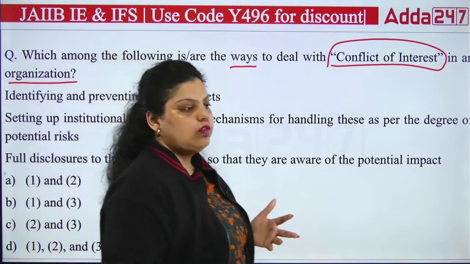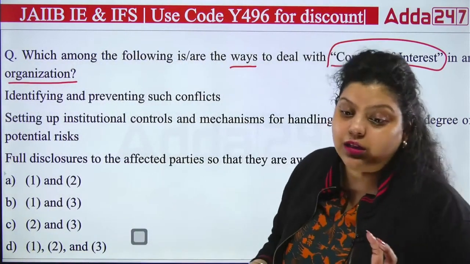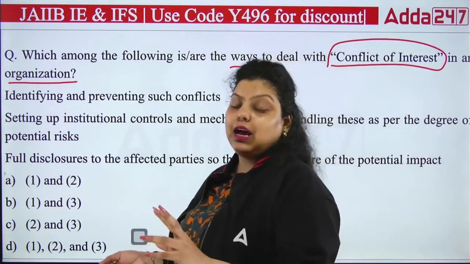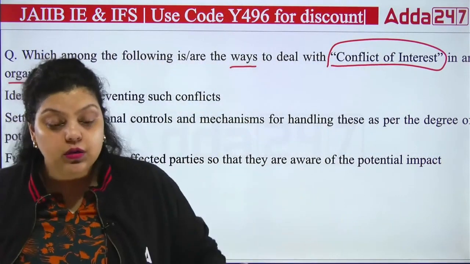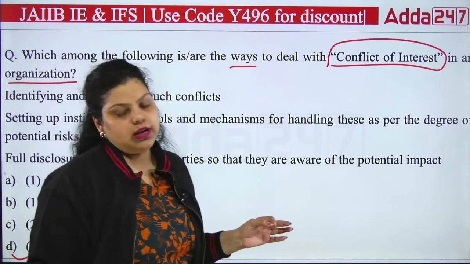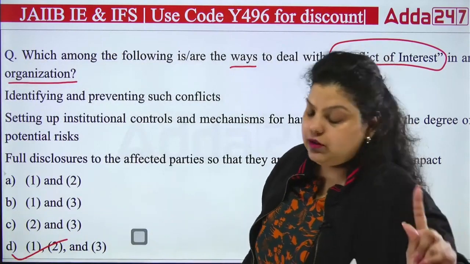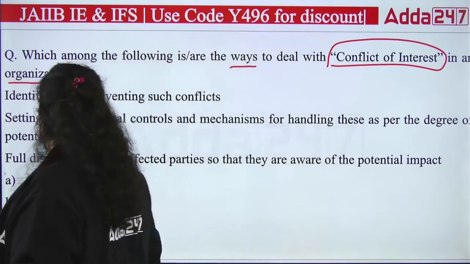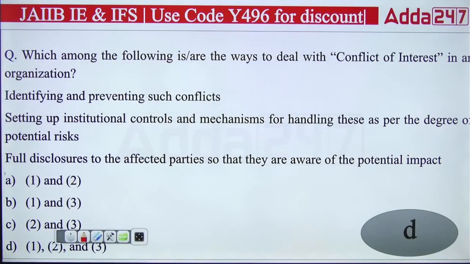So if there is a conflict of interest, your ideas are conflicting, your purpose of doing the task is conflicting, your objective behind performing something is conflicting. In that situation, first, second, third, all the statements are correct to deal with this particular issue in an organization. So the right answer will be D, 1, 2 and 3 all are correct. Okay, right answer is D.